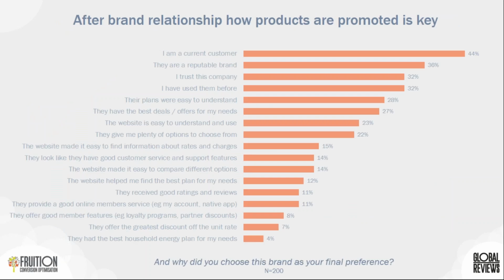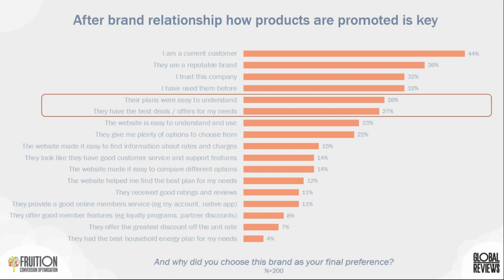So if we look at the reasons for choosing your brand as a final preference, after brand relationship, really how products are promoted is key. So we can see that I'm a current customer, they're a reputable brand, I trust this company and I've used them before, really are the top reasons why people choose them in a final preference. So that's really around relationship, familiarity and brand. But we can see also that plans that are easy to understand and having the best plans and the best offers for their needs are the next two highest.